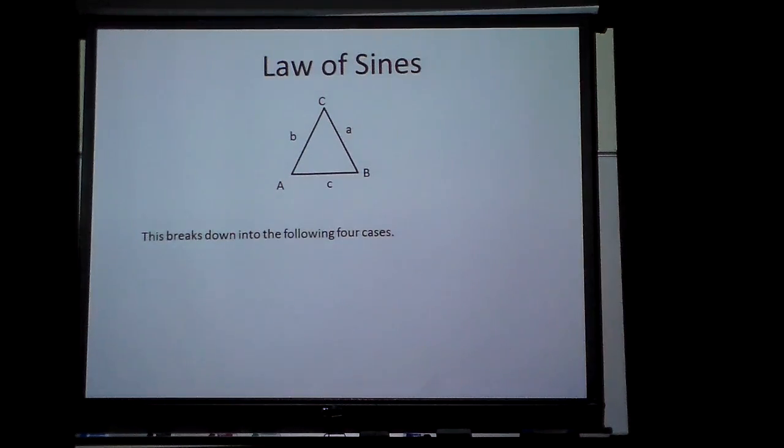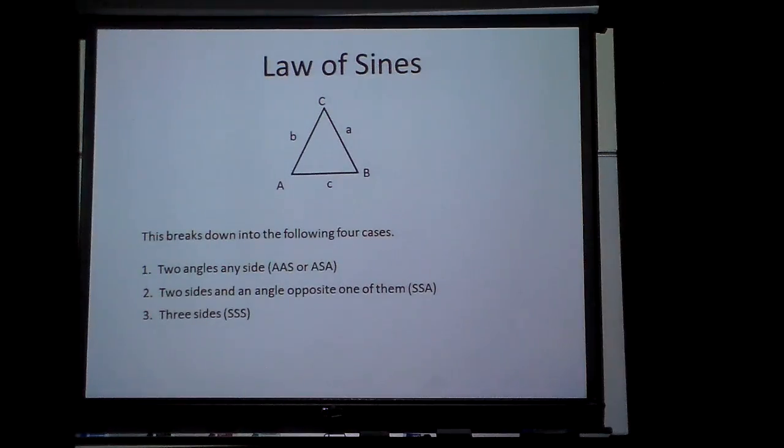Okay? And for the law of sines, we can break this down into the four following cases. We have two angles and any side, which we call angle, angle, side, or ASA, angle, side, angle. Or we have two sides and an angle opposite one of them. Now notice I called it SSA for very obvious reasons. Two sides and an angle opposite them. Didn't write it the other way on purpose. Or you could have three sides.